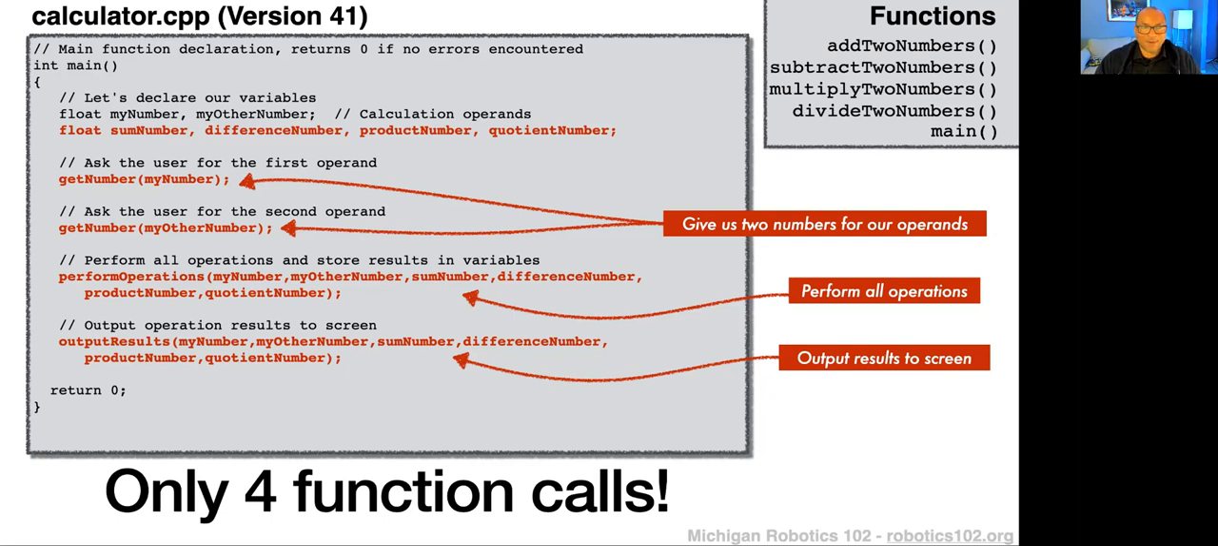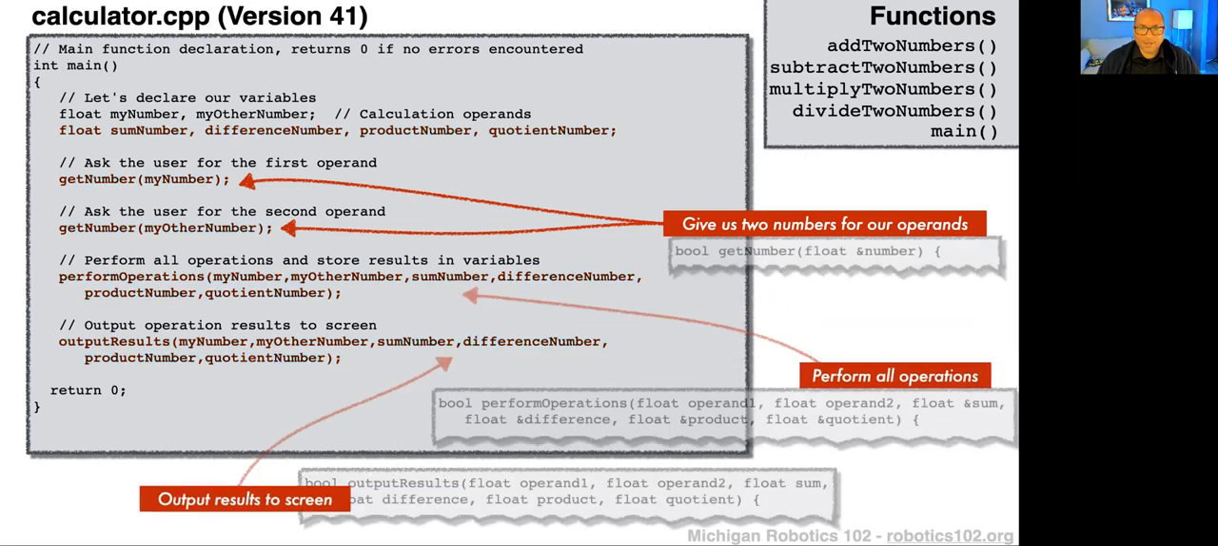And so now my calculator is really just some variable declarations followed by four function calls, and that's it. And so now if I'm somebody who's reading my code, it's just much more clear. Get a number, get another number, perform the operations, output results, and then we're out, and it works, right? So this gives us a lot of organization to our code.